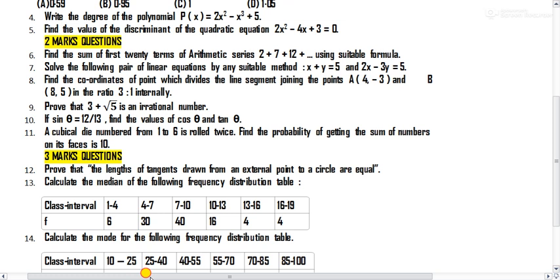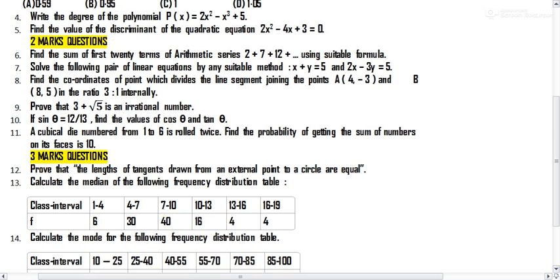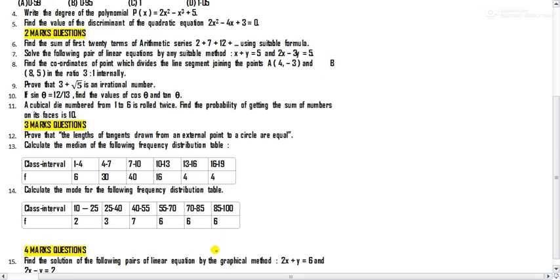So let us come to 2 mark questions. So 1 mark and MCQ is done. I hope they are easy. You can easily attend them. Even in the 2 marks, some of the questions are very easy. If you just remember the formula, you have to substitute and solve. It's very easy.